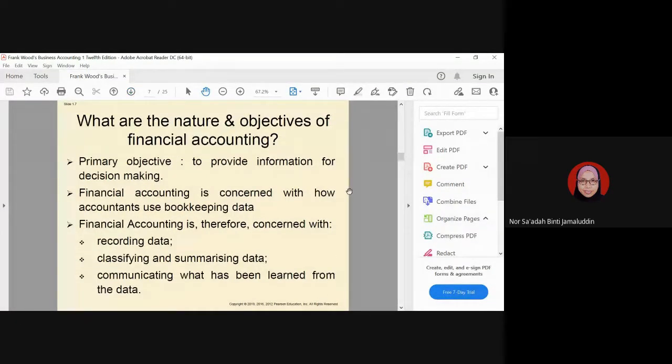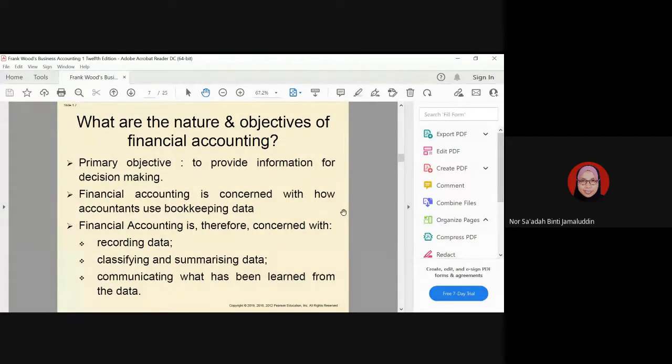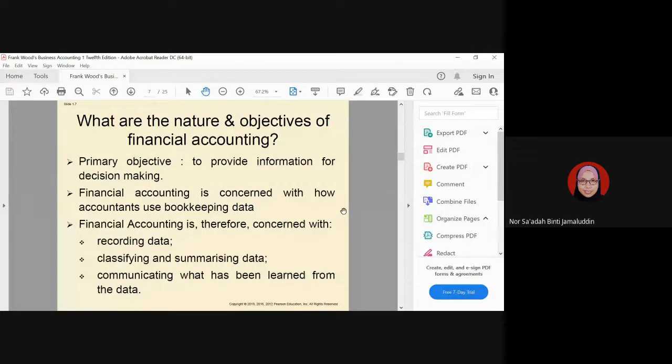Alright, we continue with the nature and objective of financial accounting. In financial accounting, we have a primary objective, which is to provide information for decision making. From the financial statements that we prepare, we also know how financially successful the company is. And from the financial statements, we are also able to make decisions on whether to get involved with the company or not, because the primary objective of financial accounting is to provide information for decision making.